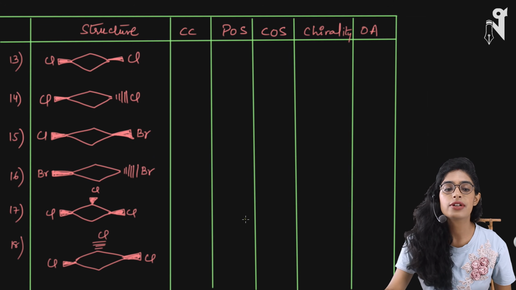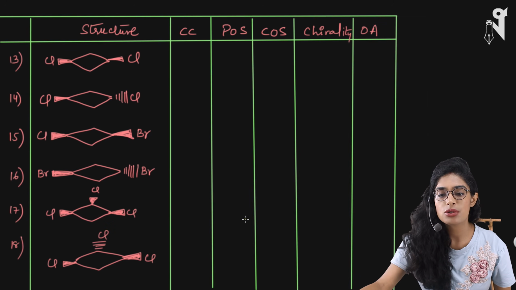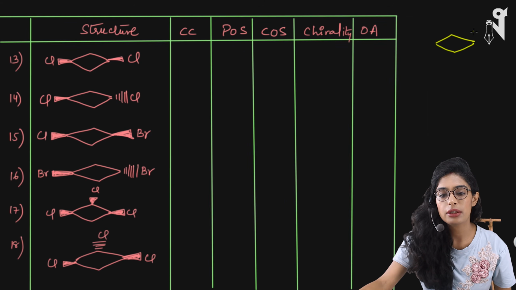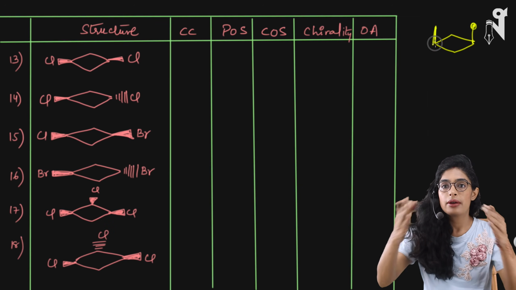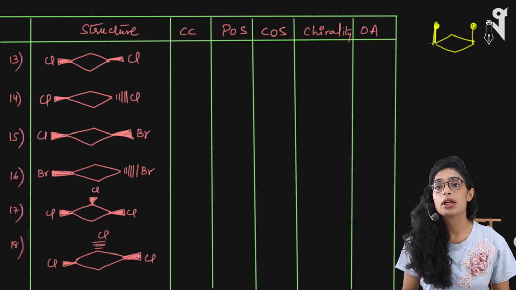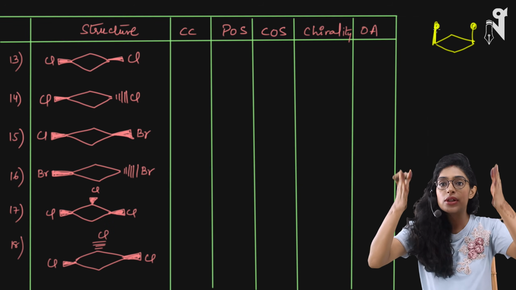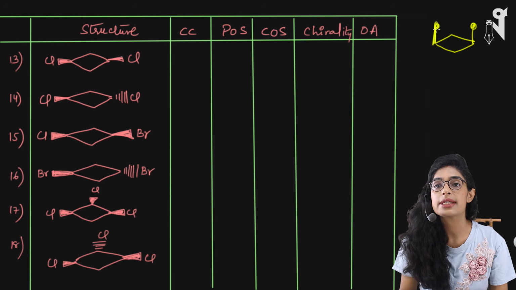Okay, so let's go to the first structure. What we have, the structure is something like that. This is chlorine and this is chlorine. So basically two chlorine atoms on the cyclobutane facing towards the viewer like this. I mean, they are towards the viewer, so both chlorines are on the same plane.